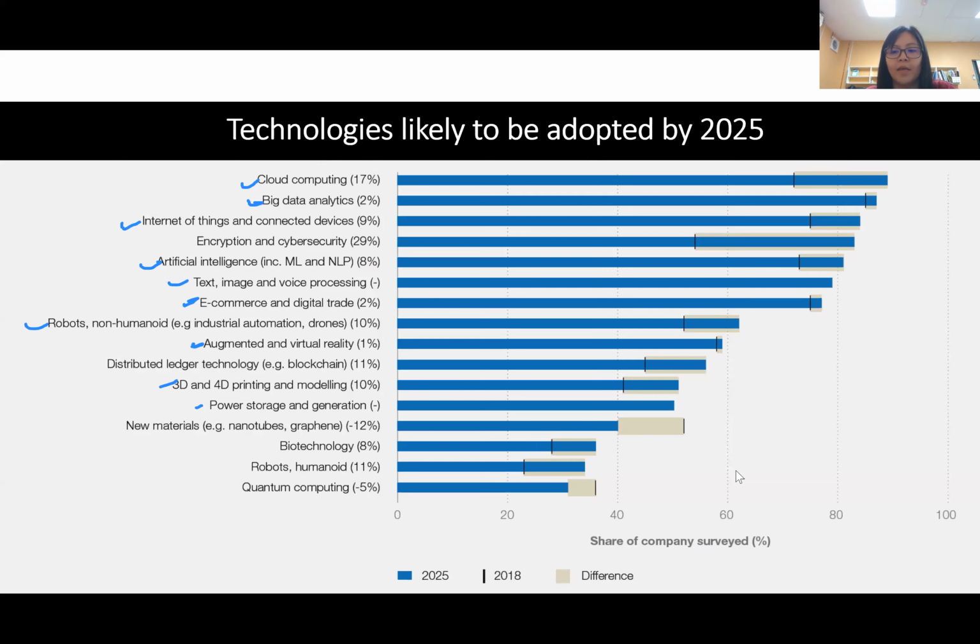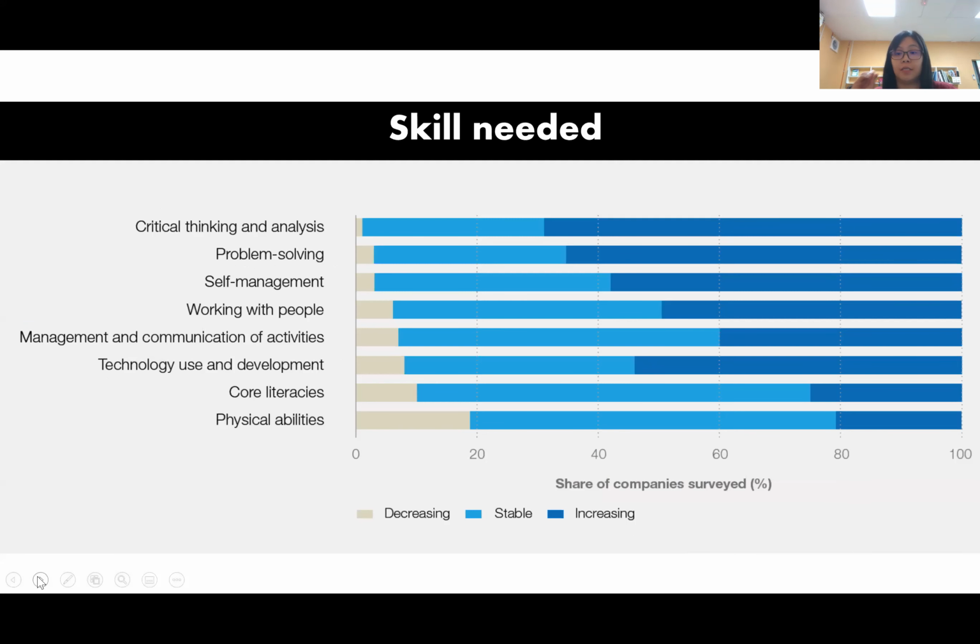And once again, please look into whether you have any of those skills. And the real skills needed are critical thinking and analysis, problem solving. This one is also from the World Economic Forum. Self-management, working with people. Are you good at working with people? Of course, in this pandemic time, you are not coming to the physical class, but is that the sole hurdle that you can't work with people? Think about it. And management, communication of activities, technology use, development, core literacy, and physical ability.